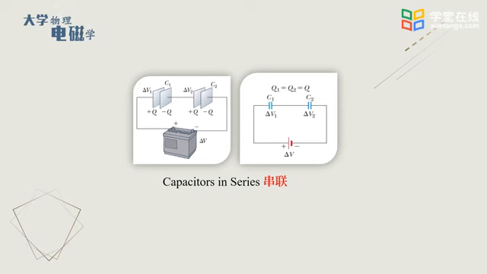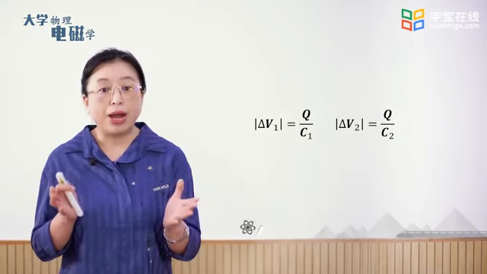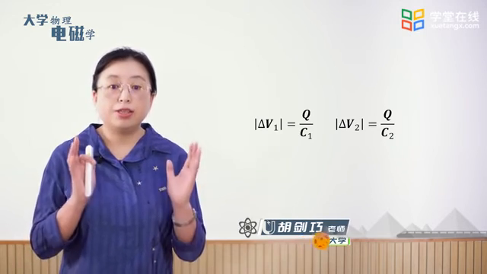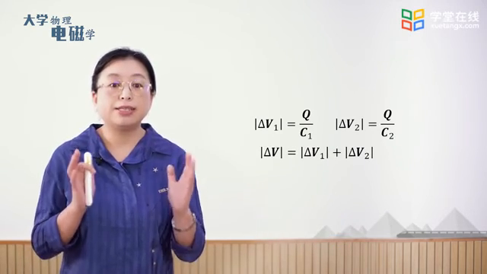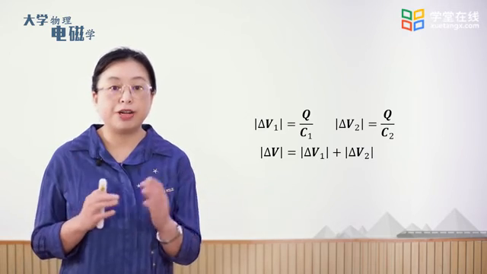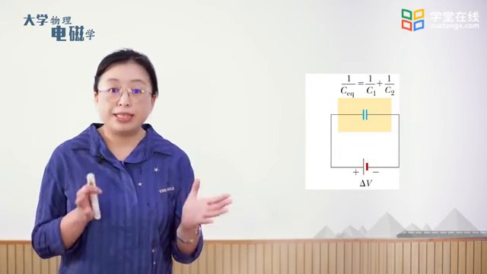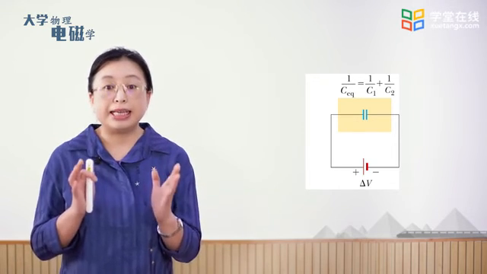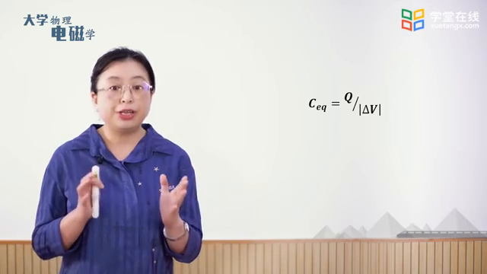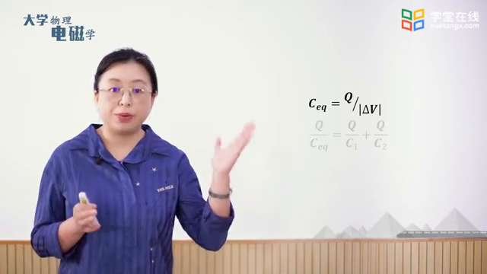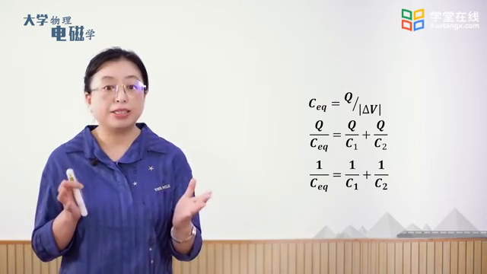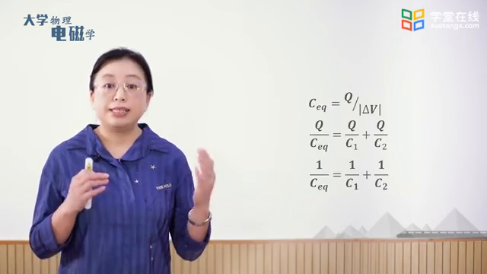The individual voltages across the capacitors are delta V1 and delta V2. Delta V1 equals Q over C1 and delta V2 equals Q over C2. The total voltage across the combination is the sum of the two individual potential differences. Similarly, we replace these two capacitors in series by a single equivalent capacitor Ceq. Ceq equals Q divided by delta V. Thus, we have this equation. Cancelling the charges on both sides, we obtain the equivalent capacitance for the two capacitors in series.